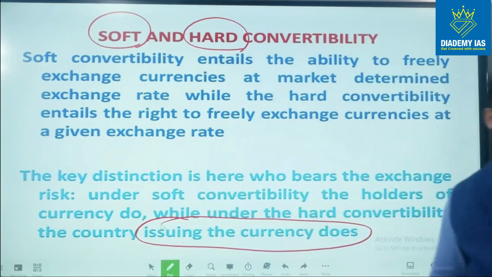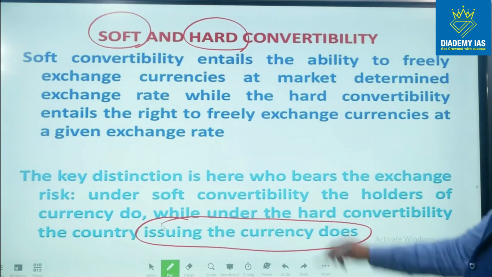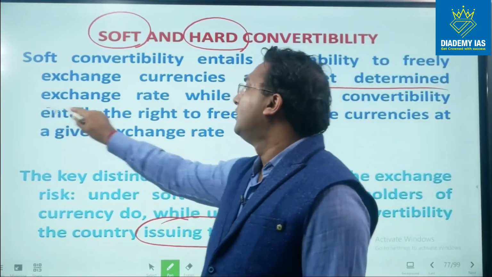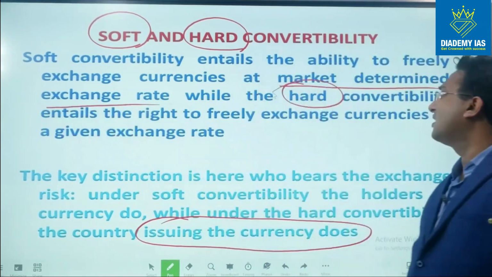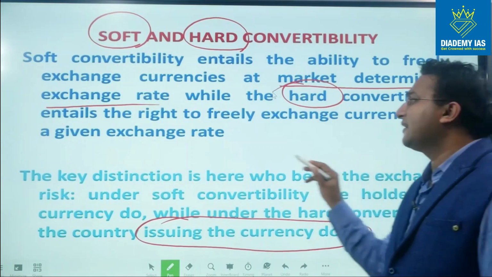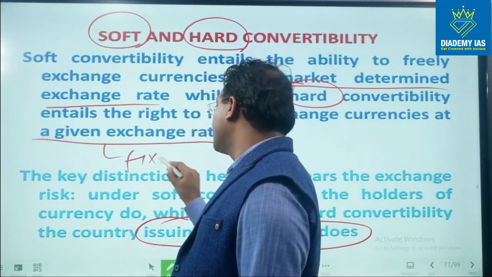So take a few seconds and read this slide. Soft convertibility entails the ability to freely exchange currencies at market determined exchange rate, while hard convertibility entails the right to freely exchange currencies at a given exchange rate. That means the exchange rate is a fixed exchange rate.